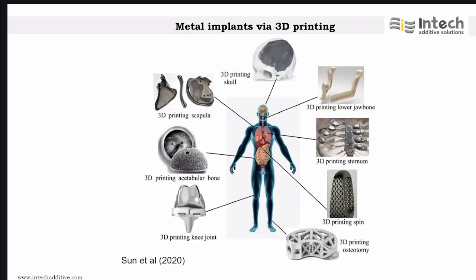And then we have this sternum, which is the chest bone replacement. You can see the internal structure that has been optimized for strength and minimal weight. And then we have the spine or vertebrae, so spinal implants. There you could see that there are some lattice patterns. This enhances the osseointegration, the way the bone grows into it. And then we have the osteotomy, which is a bone cutting guide for reconstructive surgery, where we have these 3D printed metals ensuring surgical precision.